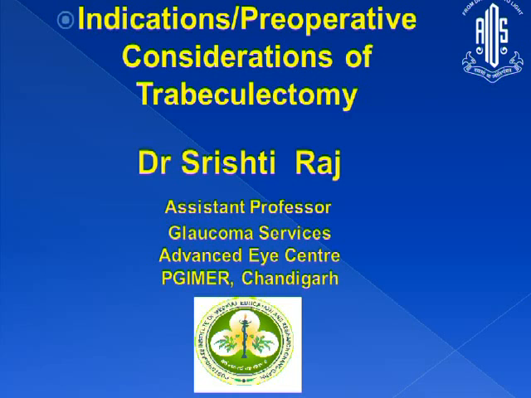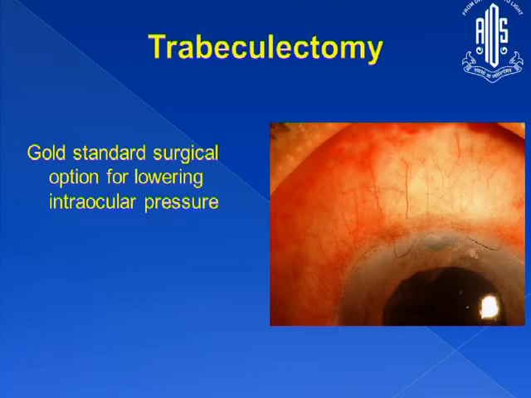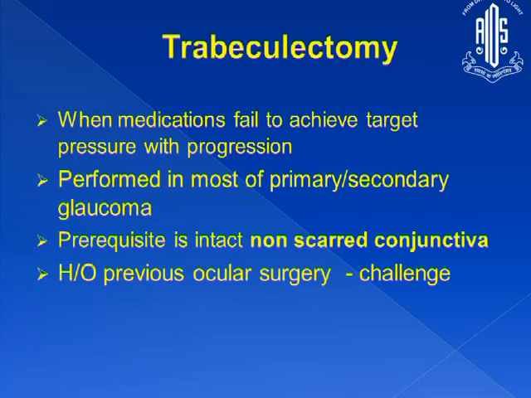So I will be discussing indications and preoperative considerations of trabeculectomy. Now, trabeculectomy is still the gold standard surgical option for lowering intraocular pressure. It is required when medications fail to achieve the target pressure with progressive damage, and it can be performed in most of the primary as well as secondary glaucomas, but the prerequisite is an intact, non-scarred conjunctiva. History of any previous ocular surgery is really a challenge.